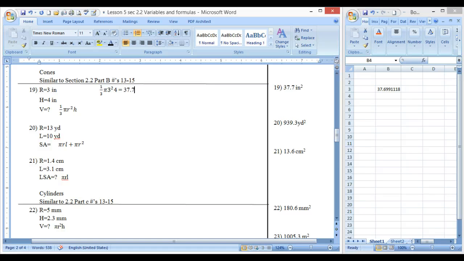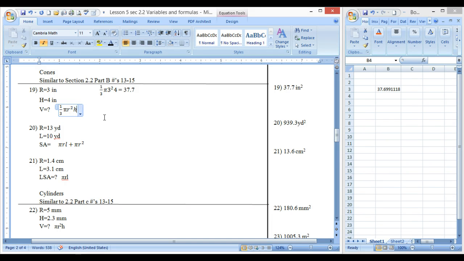Now let's talk a little bit about units. I'm going to come down here to the formula. 1/3 didn't have units. Neither does pi. Pi is just a ratio of the circumference of a circle to its diameter. So pi is unitless. It's just the ratio, 3.14159, and so forth. R is the radius. The radius is a measurement, in this case inches. So I have inches being multiplied.